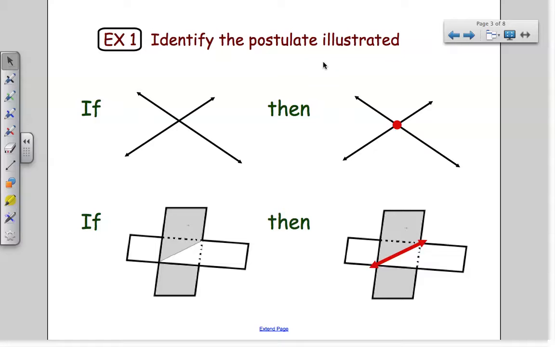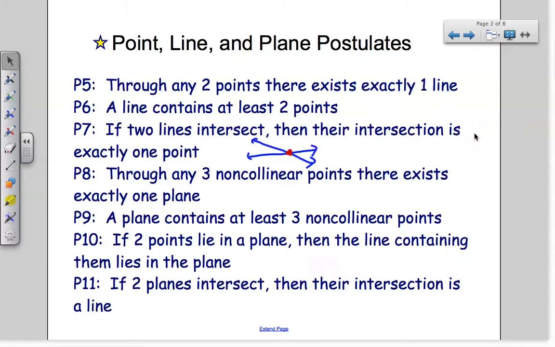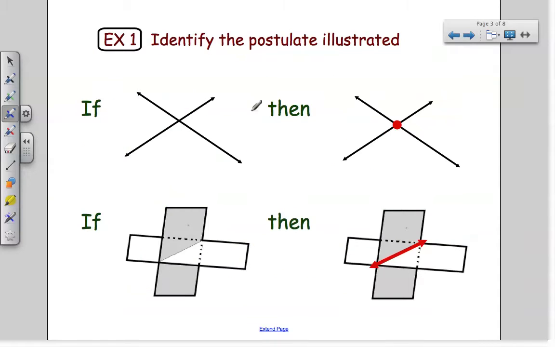First thing I want to do is identify the postulate illustrated. So you see if this picture, then this picture. Well, it looks like we have 2 lines here. And in the then, or conclusion picture, we have this very identified point here. Well, it looks like 2 lines are crossing, and they really want you to focus on that point. That would be the one we sketched here, postulate 7. If 2 lines intersect, then their intersection is exactly 1 point, postulate 7. So again, I said you could abbreviate today. So on your homework, if they say which postulate, you can just write the number, postulate 7.